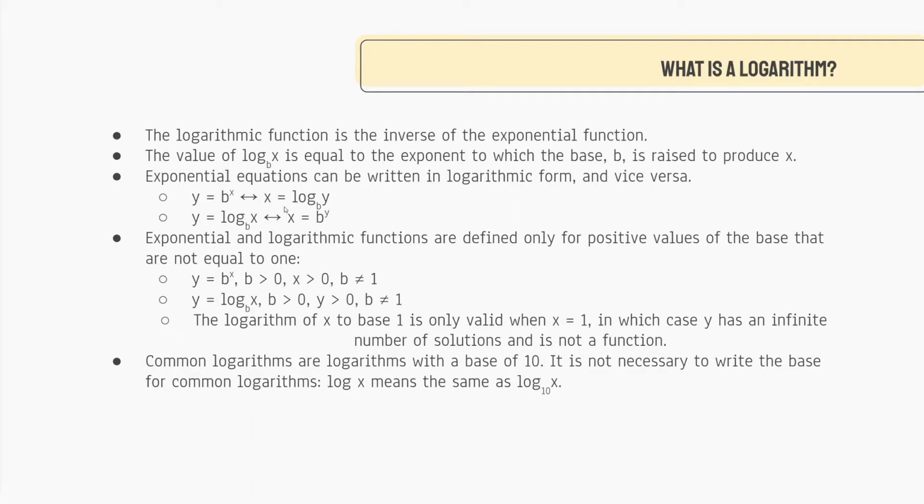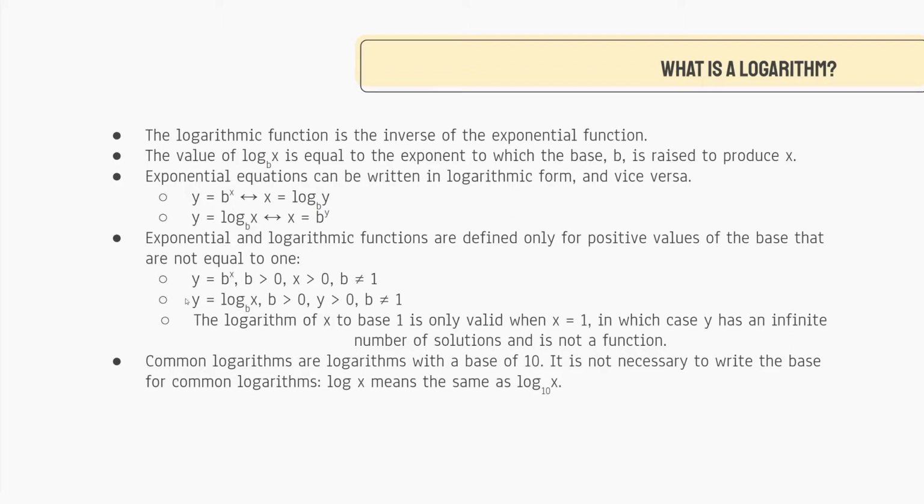Again, exponential and logarithmic functions are only defined for positive values of the base that are not equal to 1. So for when we have y is equal to b to the power of x, b has to be greater than 0, x has to be greater than 0, and b cannot equal 1. The reason why b cannot equal 1 is because if it were equal to 1, then we would have infinitely many 1s for any value of x. And that is not what we are looking for.